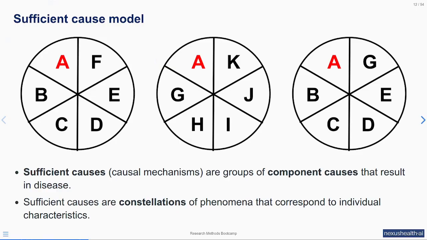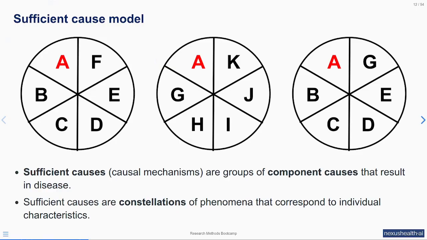Think about the patient or the individual who has been exposed to Mycobacterium tuberculosis. Is it all individuals who have been exposed to the bacterium that will go on to develop TB? The answer is no. Because we know that several other risk factors or characteristics of the individual would predispose or contribute to the person developing tuberculosis. So we have constellations of phenomena that correspond to individual characteristics.